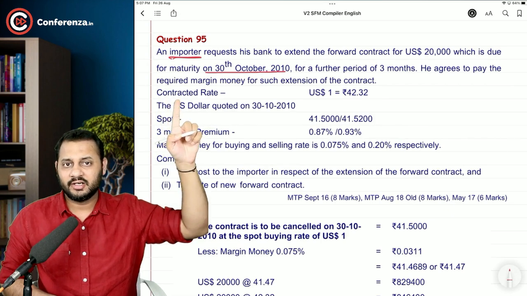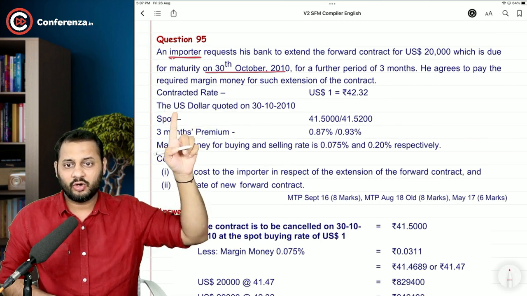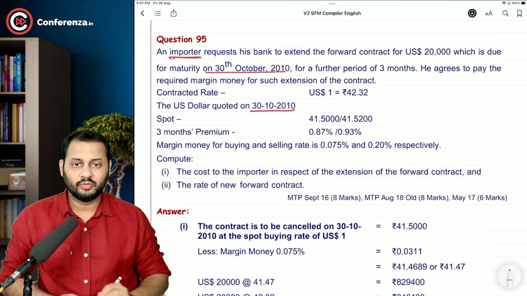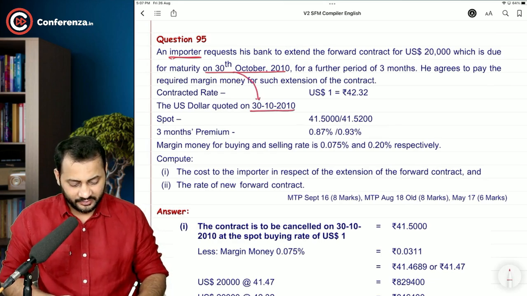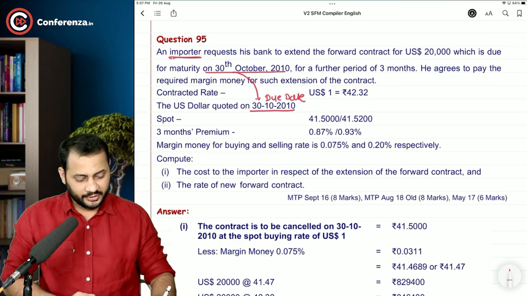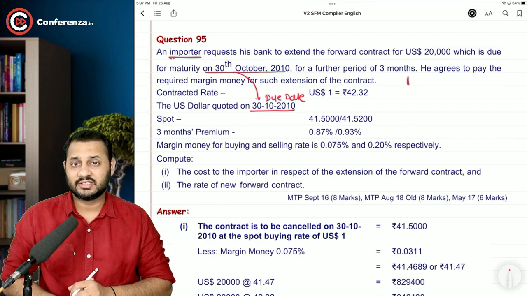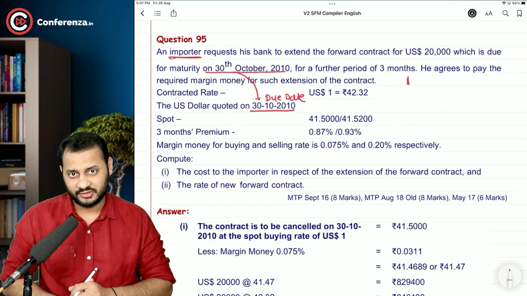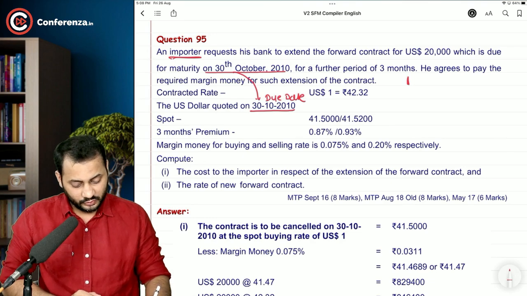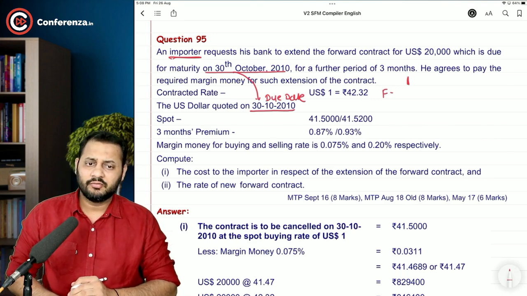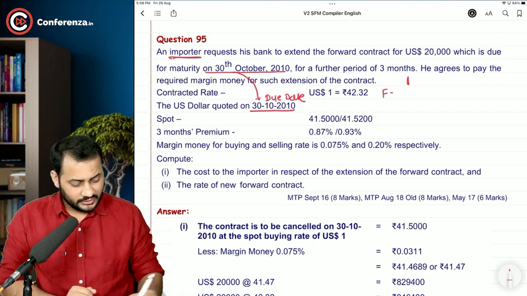The contracted rate was 42.32 and the dollar quoted on 30th October 2010, exactly the same day. That means we are on the due date. It's already a due date. Today the original contract is maturing, and at the date of honoring the contract he is coming to the bank and asking for an extension. So the first thing is the original forward, what was the contract? If you want to calculate it from the banker's point of view, let's write it.